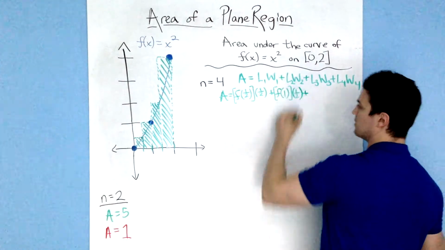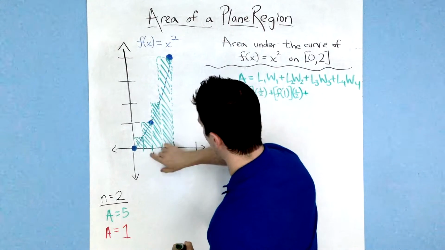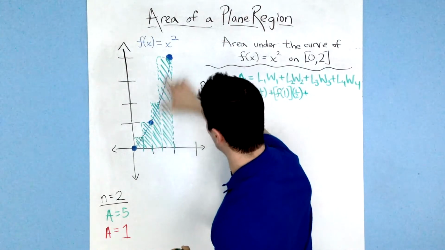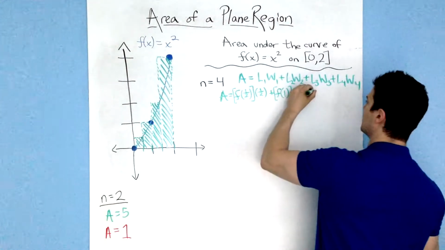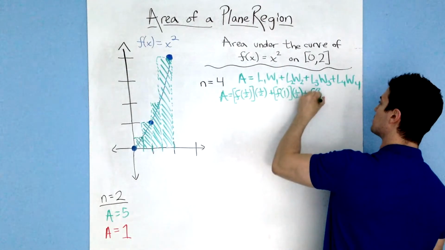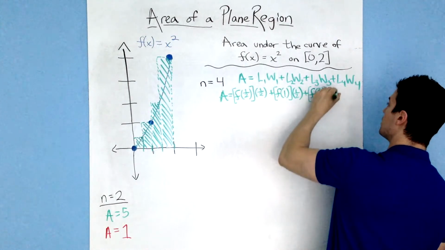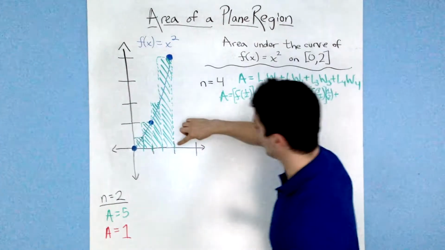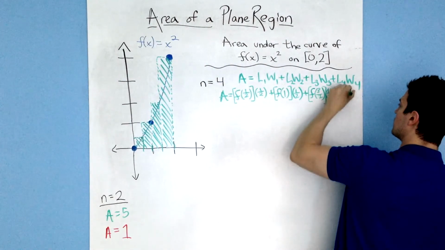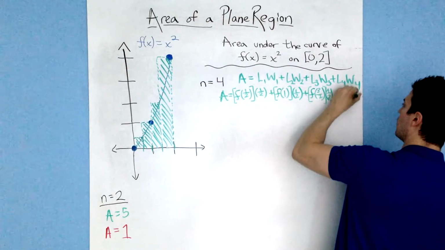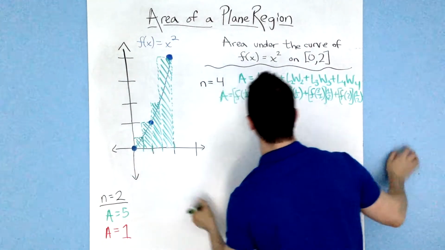Then the next one, this third rectangle right here, it goes up to f of 1.5, so whatever f of 1.5 is for this function, that's our height. So I'm going to write f of 3/2 times 1/2 plus our fourth length right here, it's all the way up here, it's going to be our f of 2 times 1/2, because again the width is 1/2 here, here, here, and here.